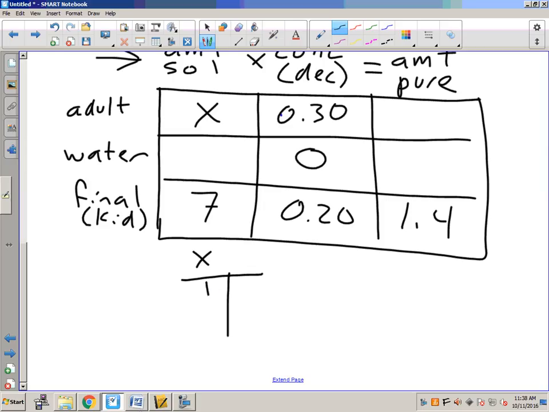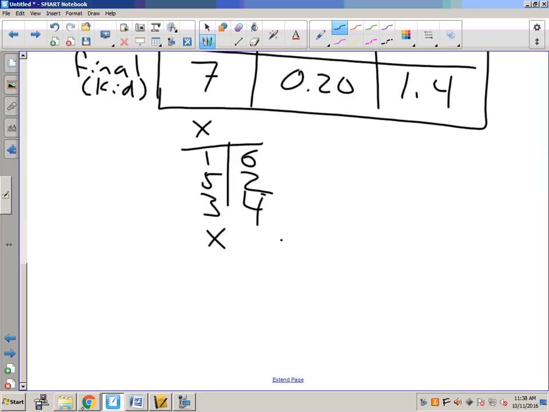If X is 1, then the other thing is 6. If X is 5, then the other thing is 2. If X is 3, then the other thing is 4. Okay. If X is X, then the other thing is... Somebody said it. Now think about it. What did you do to 1 to get 6? 7 minus 1 is 6. 7 minus 5 is 2. 7 minus 3 is 4. 7 minus X is 7 minus X.